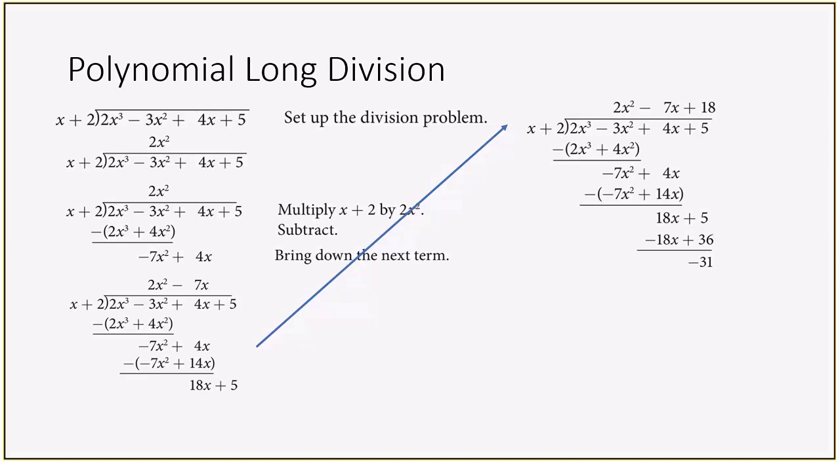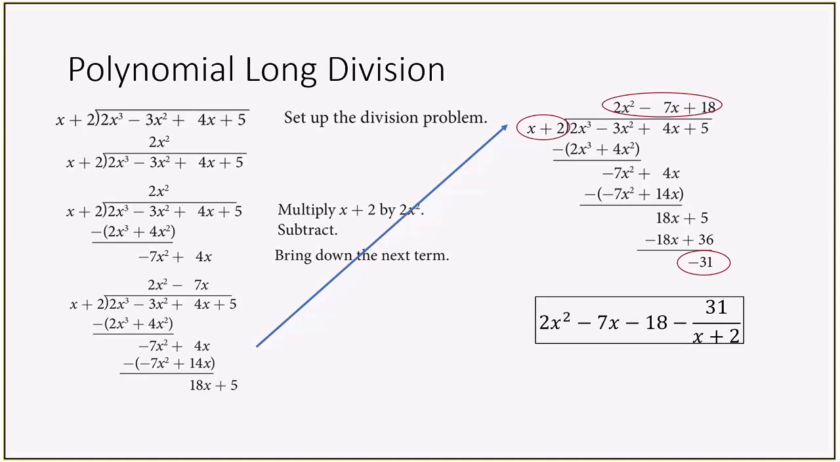And now to write my final answer: it's what's on top of my division symbol, 2x squared minus 7x plus 18, and then it's going to be minus my remainder divided by the thing that I am dividing by. So negative 31 over x plus 2. So that will be my final answer. Now this is a very involved process. This is very tricky. Talking to other algebra teachers, I personally find value in this because this method always works. It's a lot of work. It's very tricky. And you notice in this example, even the book's making errors along the way.